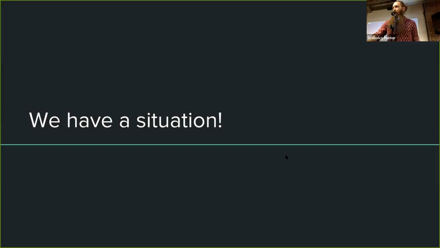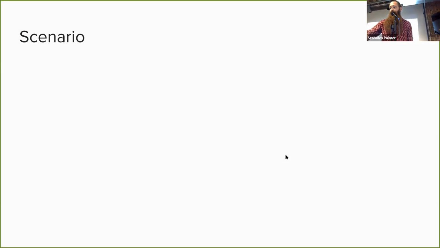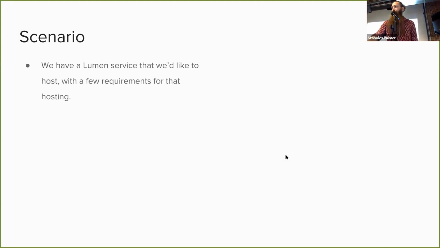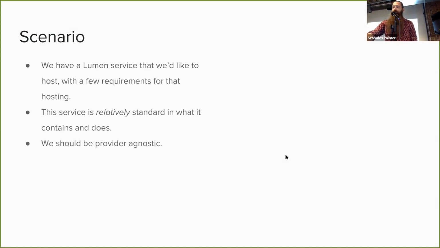So I thought the best way to approach this was from a situational perspective. We've got ourselves a Lumen service that we'd like to host, and we've got a few very basic requirements for that hosting. It's just a standard Lumen service, nothing crazy, nothing special, and we don't really have any requirements on where it needs to run.